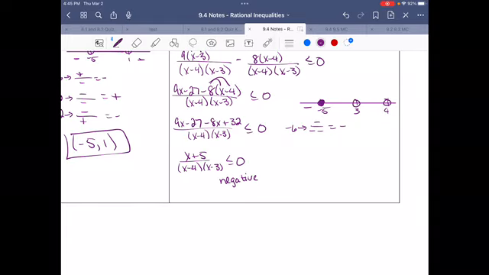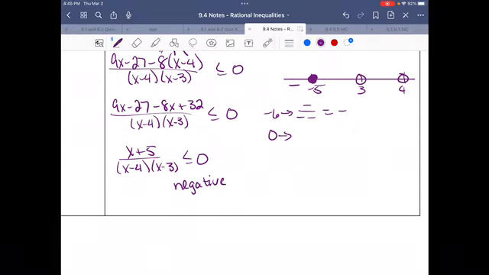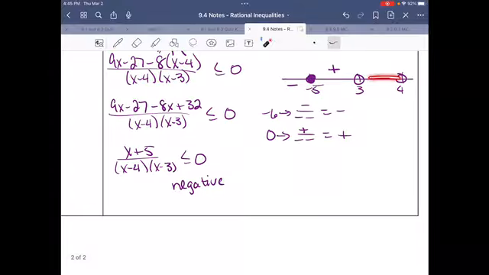Oh, I forgot my dots. Okay, your x-intercept will be closed. Vertical asymptotes open. All right, sorry about that. Let's see, I need a number between negative 5 and 3. 0. 0 plus 5, positive. 0 minus 4, negative. 0 minus 3, negative.